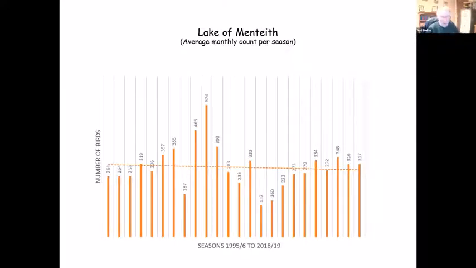And virtually, if not all, at some stage, birds left the Lake of Menteith to find open water, often on the sea or a lot further south.